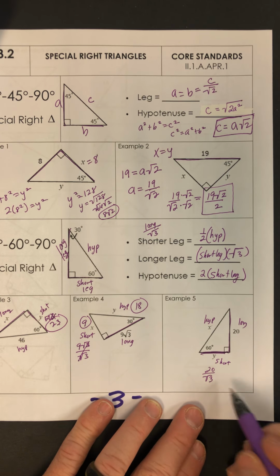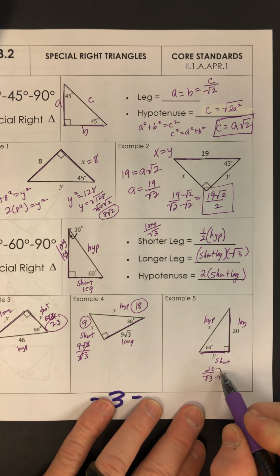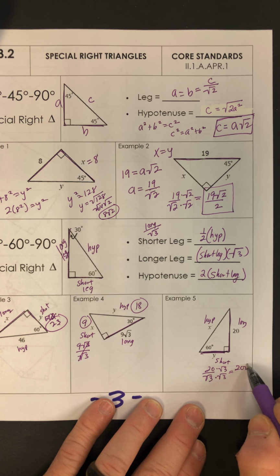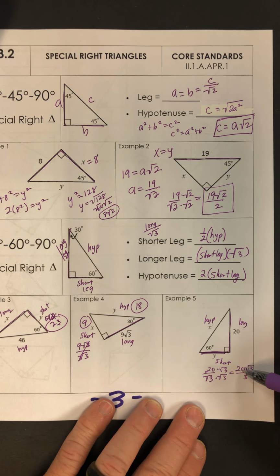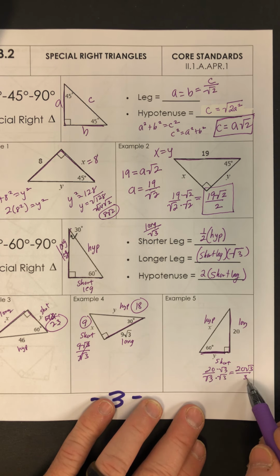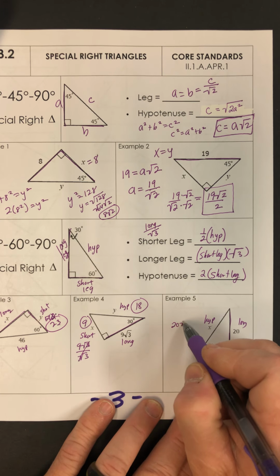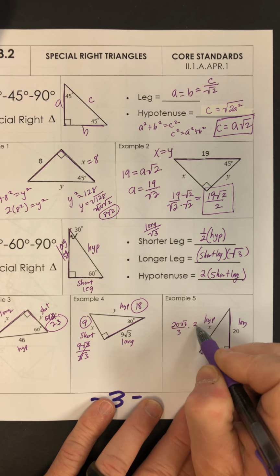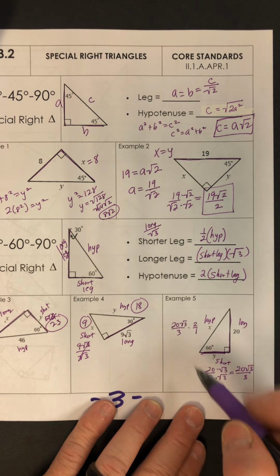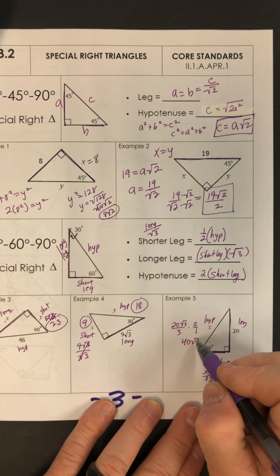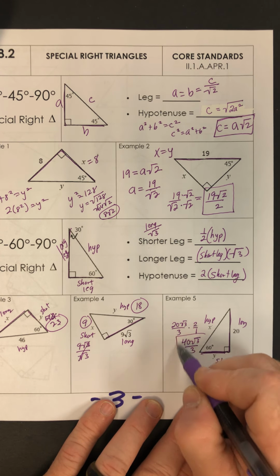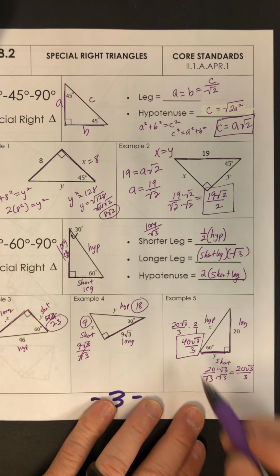So we need to simplify this. So we're going to times by the square root of 3. So we're going to have 20 square root 3 over 3. Now if the 20 and the 3 here reduced, then you reduce them. Like if this were 20 over 6, then you would reduce them both by 2. So now I have the short leg, 20 square root of 3 over 3. If I times that by 2, then it's just going to be 40 square root 3 over 3. And 40 over 3 does not reduce.